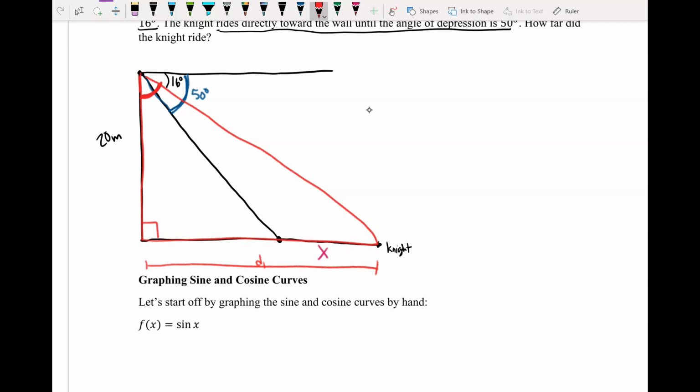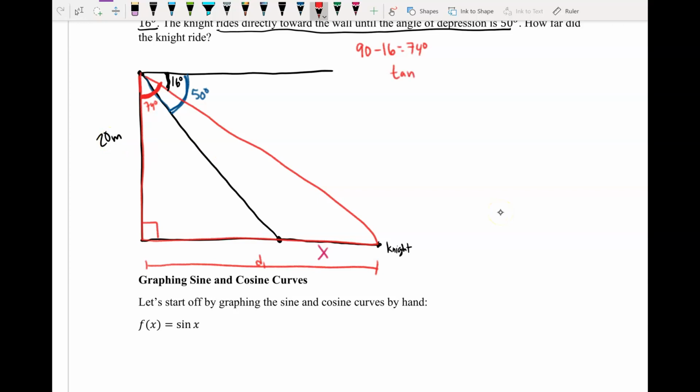Because I know this whole thing is 90 degrees, and we already know this part is 16, the red one would be whatever 90 minus 16 is. So I'm going to take 90 and subtract 16, and I get 74 degrees. So this red part is 74 degrees. Now D1 will be my opposite, and my adjacent will be 20. So I can use tangent.